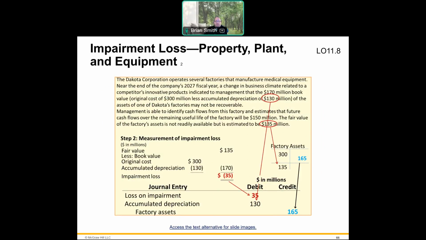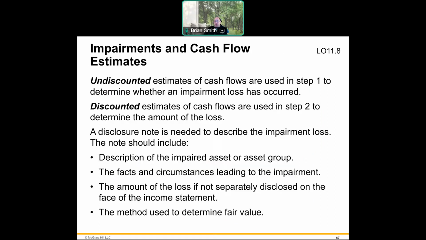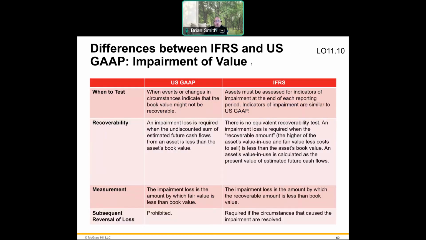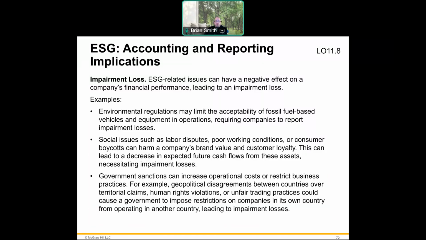Impairments and cash flow estimates, undiscounted and discounted. We're not going to go into this majorly, so don't worry about it as much. You can read it if you want. We've got to disclose all this information. Don't worry about IFRS. Here are some examples of reporting the situation.